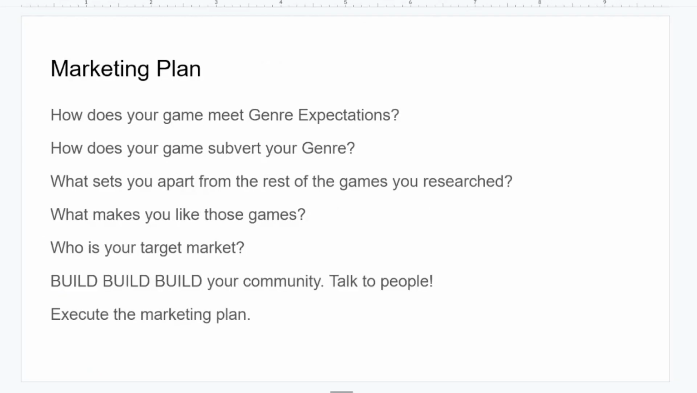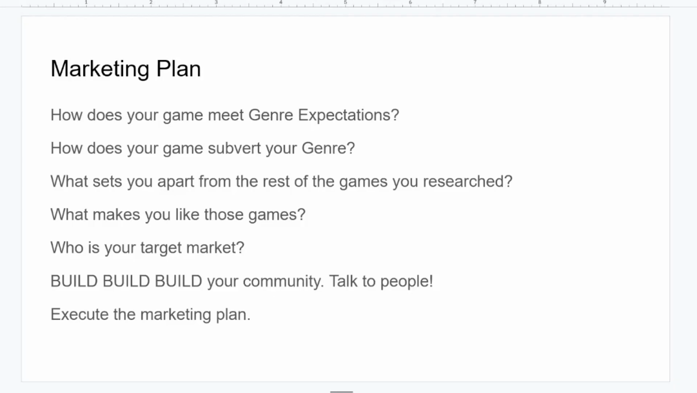So next, let's talk about a marketing plan. How does your game meet the genre expectations, and how does your game subvert your genre? These things are gonna be the core of what makes up your marketing. Let's go back to Legacies Allure and talk about that. Legacies Allure's big tagline is that it is a card-based war game with no randomness.